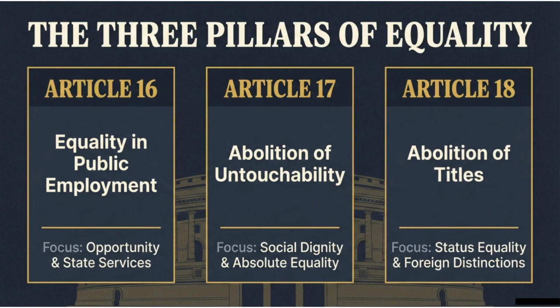Before we go clause by clause, let us understand the big picture of what these three articles are each doing. Article 16 is about equality in public employment. Its focus is on opportunity and access to state services. Article 17 is about the abolition of untouchability. Its focus is on social dignity and it operates as an absolute guarantee with no exceptions. And Article 18 is about the abolition of titles. Its focus is on status equality and ensuring no artificial hierarchy is created through foreign distinctions.